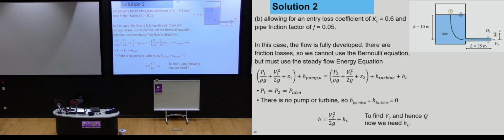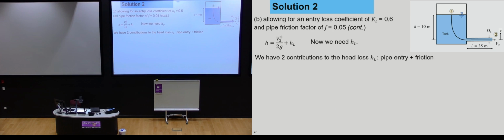So the value of Z1 is equal to H. So here's H, and that must be equal to V2 squared over 2G plus the head loss, or the losses due to major and minor losses. So now we need to find the velocity V2 in order to find the flow rate Q. But to do that, we need to know the head losses, or the energy losses in the system.